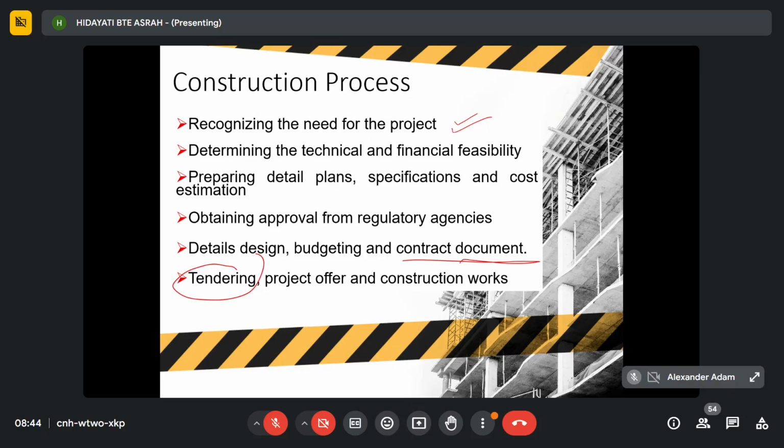Okay, so that is 1, 2, 3, 4, 5, 6, six construction processes. Okay, this one you must know.